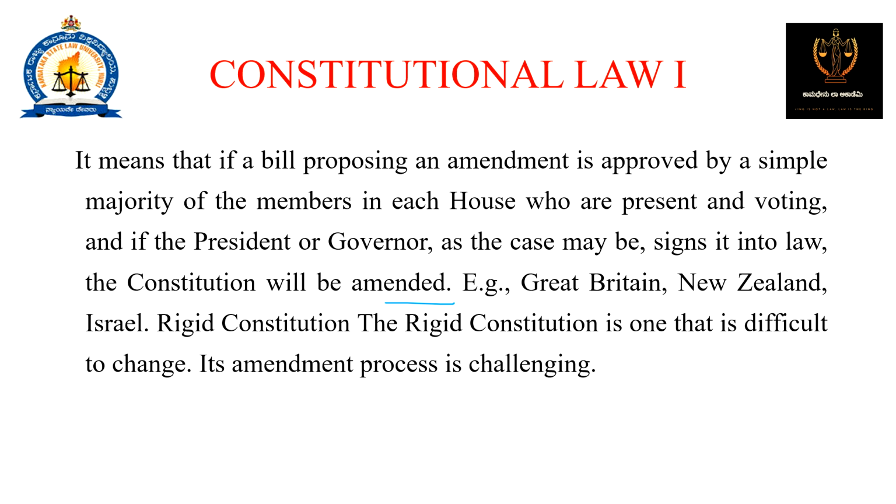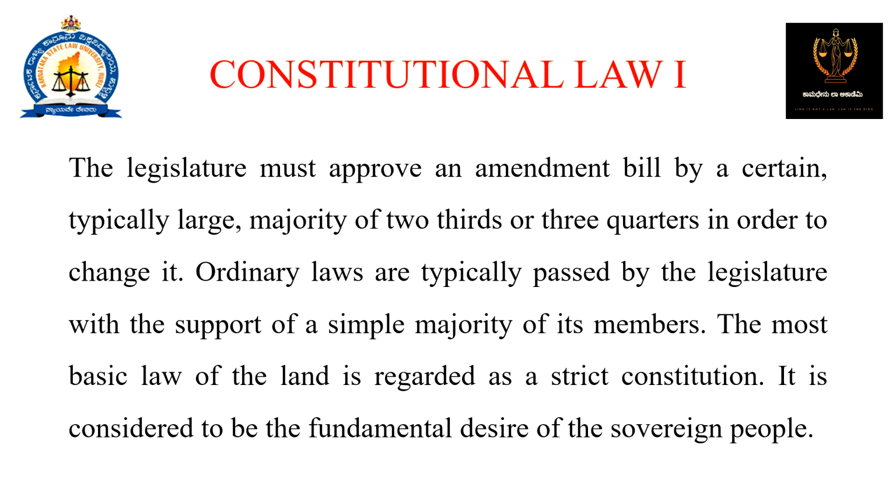Rigid constitution. The rigid constitution is one that is difficult to change. Its amendment process is challenging. The legislature must approve an amendment bill by a certain, typically large majority, such as 2/3 or 3/4, in order to change it. Ordinary laws are typically passed by the legislature with the support of a simple majority of its members. The most basic law of the land is regarded as a strict constitution. It is considered to be the fundamental desire of the sovereign people.